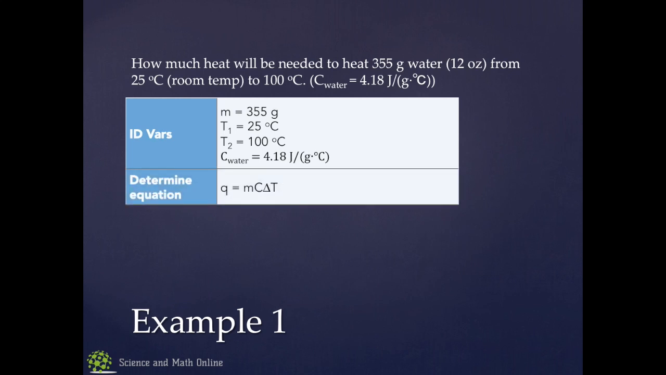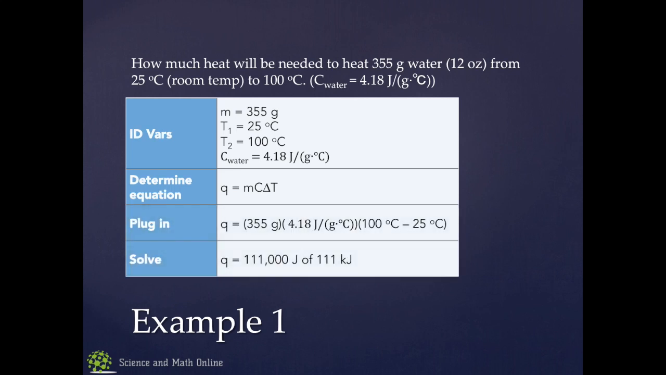I write down my equation. I always write down the equation without any numbers in it first. It clarifies things, it slows me down, and it helps me to put things in the right spot. So Q is what I'm looking for. I'm looking for heat. Then I just plug in everything else. M is 355. C is 4.18. And the temperature change is T2 minus T1, or 100 minus 25. Put all that in the calculator. You get 111 kilojoules of heat is what you need.